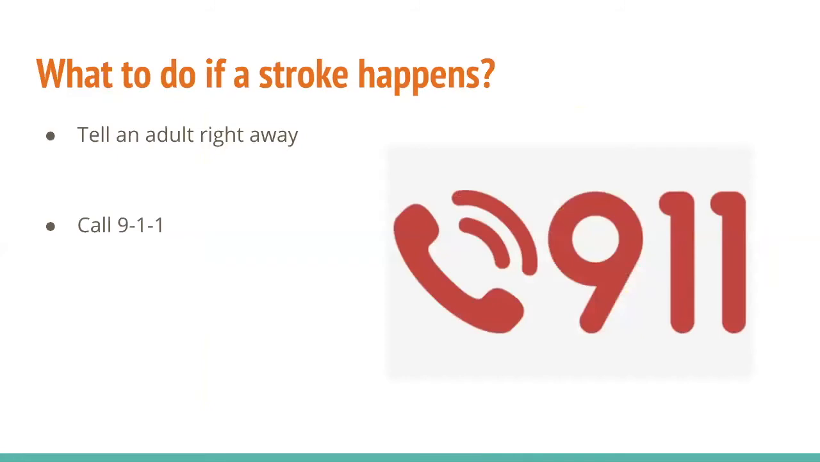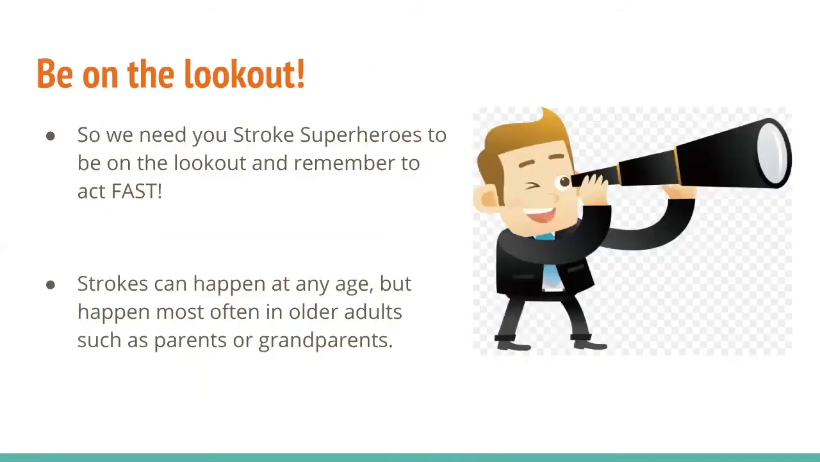So, remember, if a stroke happens, I want you to tell an adult right away and call 911. So we need you stroke superheroes to be on the lookout and remember to act fast. Strokes can happen at any age, but most of the time happen in older adults such as parents or grandparents.